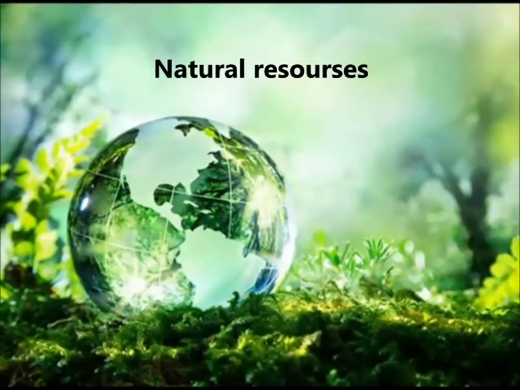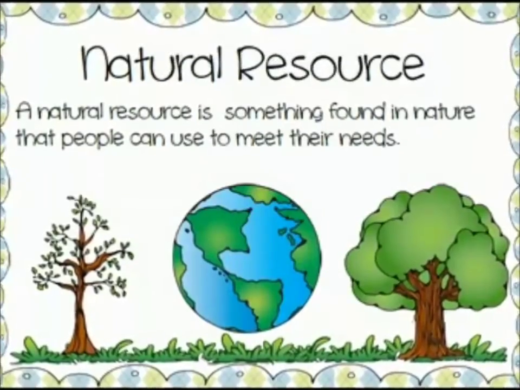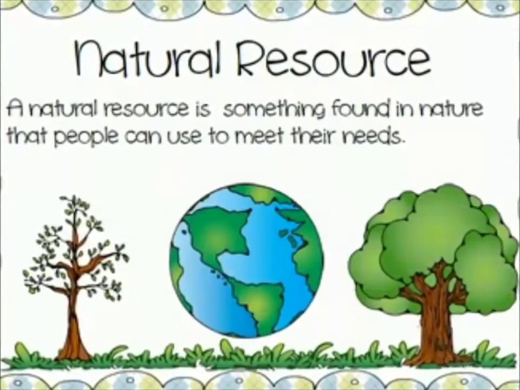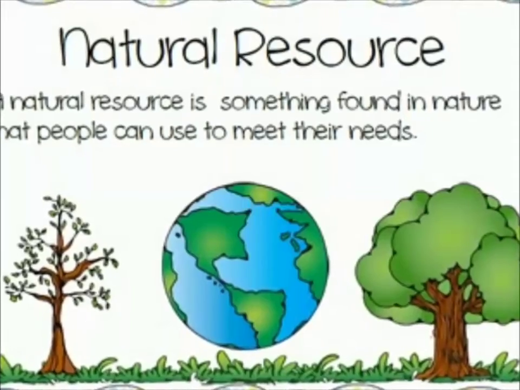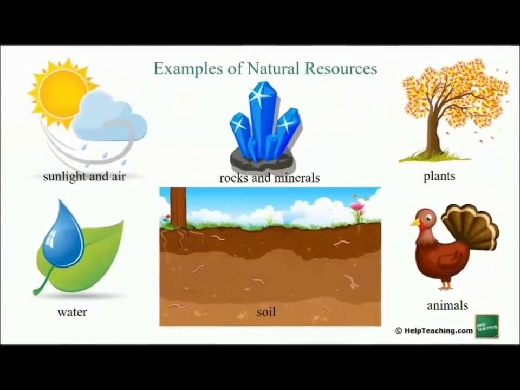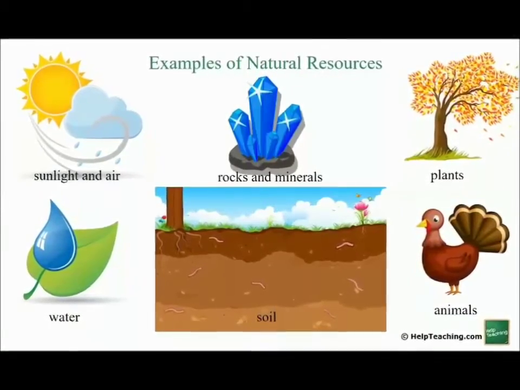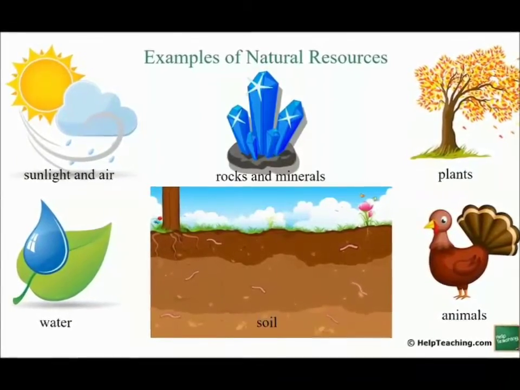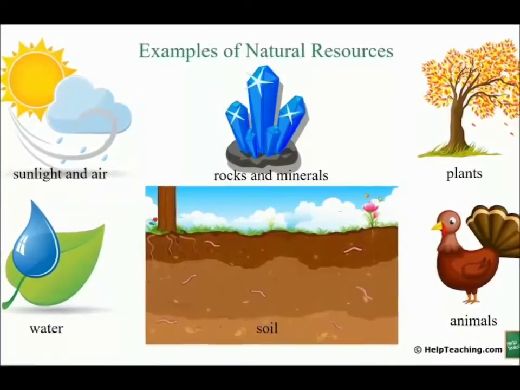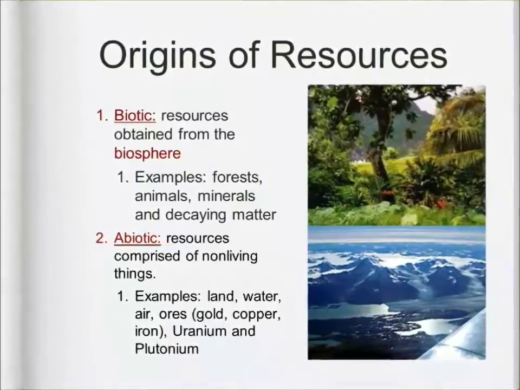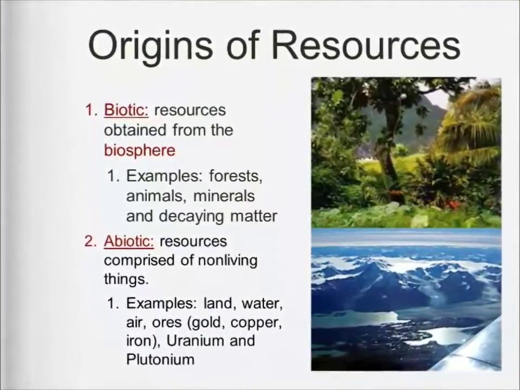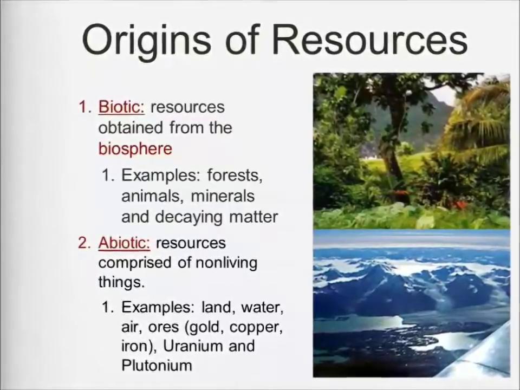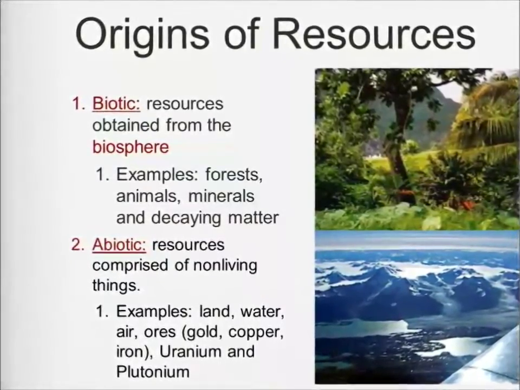So let us study what is natural resource first. Natural resources are everything available or found in our environment which has a use for man, that is made by nature itself. And natural resources are divided into four major classifications. They are, on the basis of origin, it can be divided into biotic and abiotic.